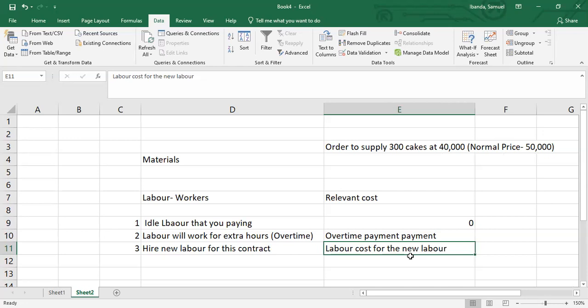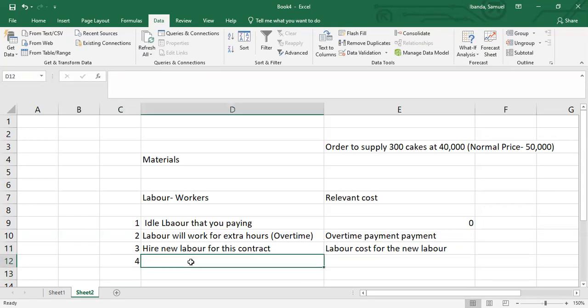So as you can see, whatever we are considering to be relevant is only that cost that relates to what is going to happen after we've taken on this contract. You get it? We are not looking at the current payment that we are making to the labor. We are just looking at the additional cost. You get it? And then let's look at another scenario.